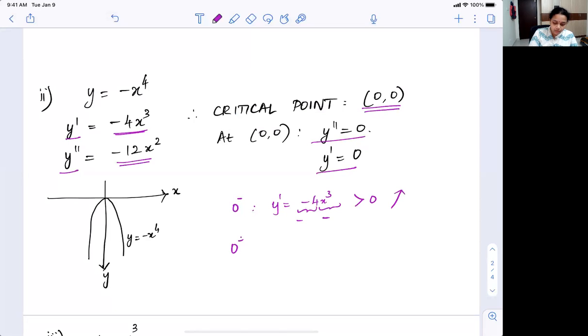To the right of 0, we have y prime is again minus 4x cubed. Minus 4 is negative. X is now a positive number, and when you cube it, that is also positive. Minus into plus is minus, so y prime is less than 0 to the right of 0. So we have 0. The function is increasing to the left of 0 and decreasing to the right of 0. Therefore, the origin is a maximum point.